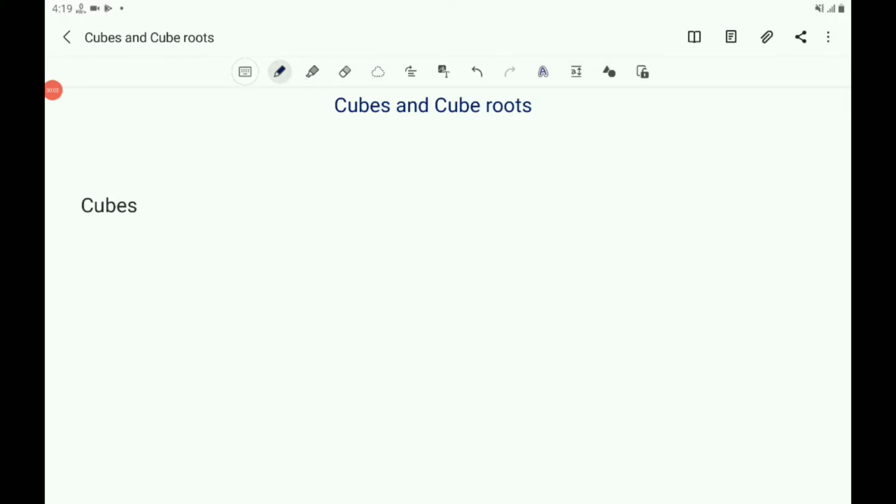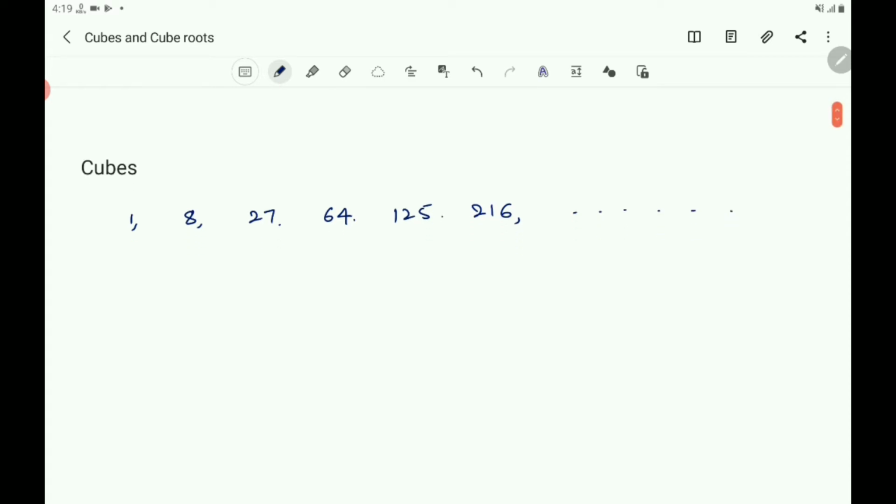Children, now let us start the chapter Cubes and Cube Roots. You already learnt about squares and square roots. Now what are cubes? Consider some numbers: 1, 8, 27, 64, 125, 216, and so on.